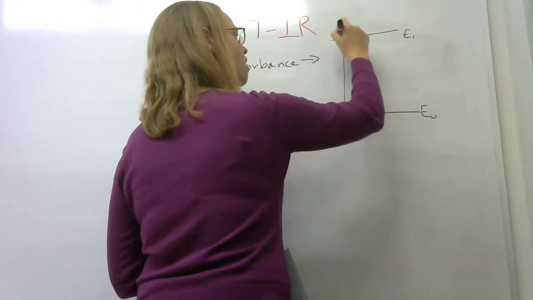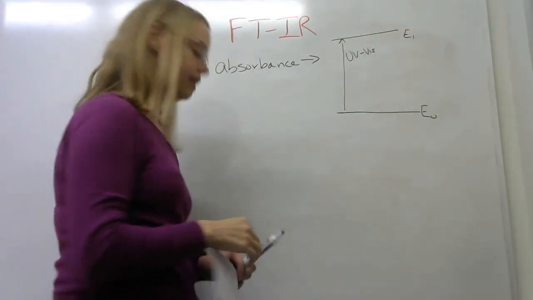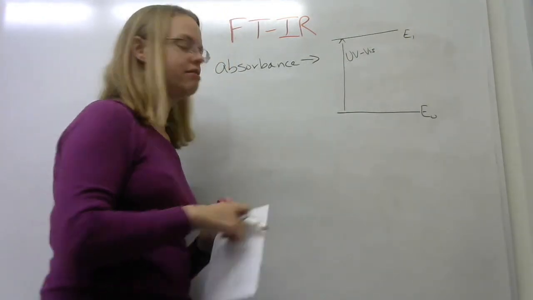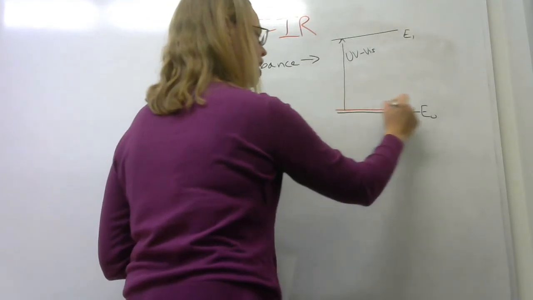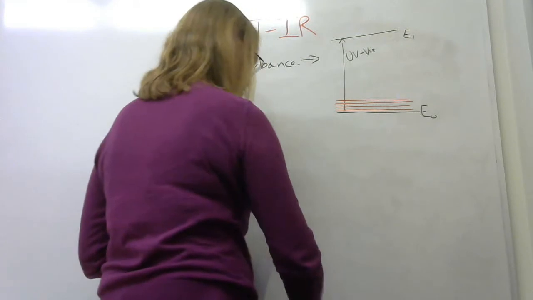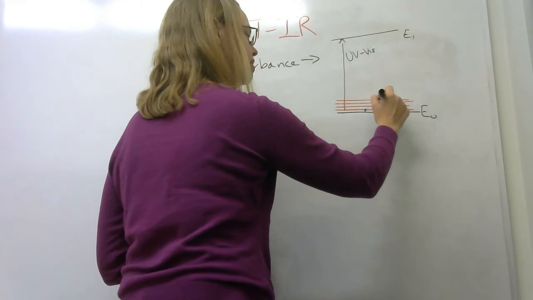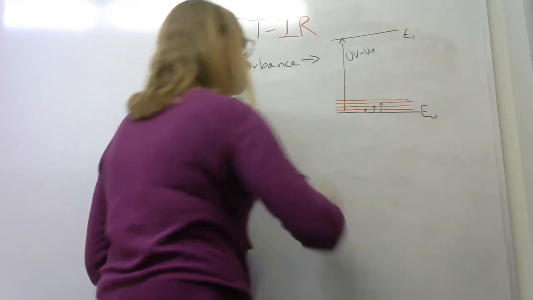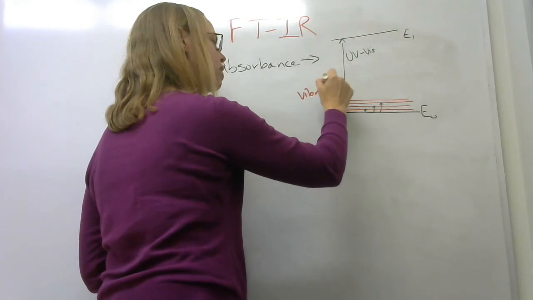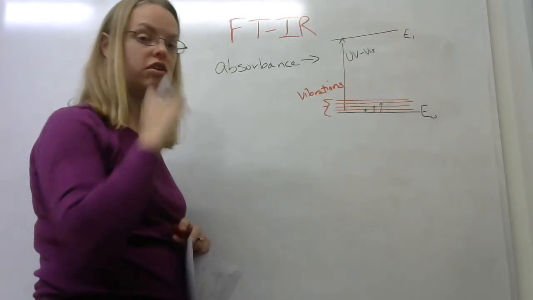If I were to go all the way up here, that would be what I would see in UV-vis. I get up to an excited singlet state. But in IR, we don't have that much energy. The energy of the radiation is much lower. Instead, it goes to smaller levels that are down here. So our absorbance that we get are down here. And what are these levels? They're primarily due to different vibrations of the molecule. So these are our vibrational energy levels.